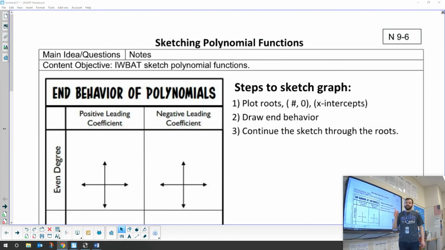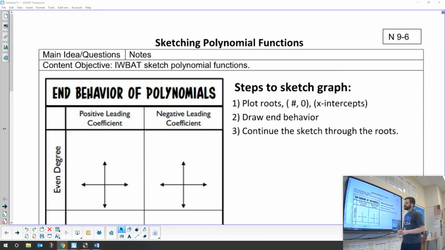Hey guys, these past couple weeks we've done a lot with polynomials. We have added and subtracted them, we've multiplied them and divided them, we've factored them, and now we're going to look at what the graphs look like. We're not going to get into too much detail today. Today we're just sketching these polynomials.